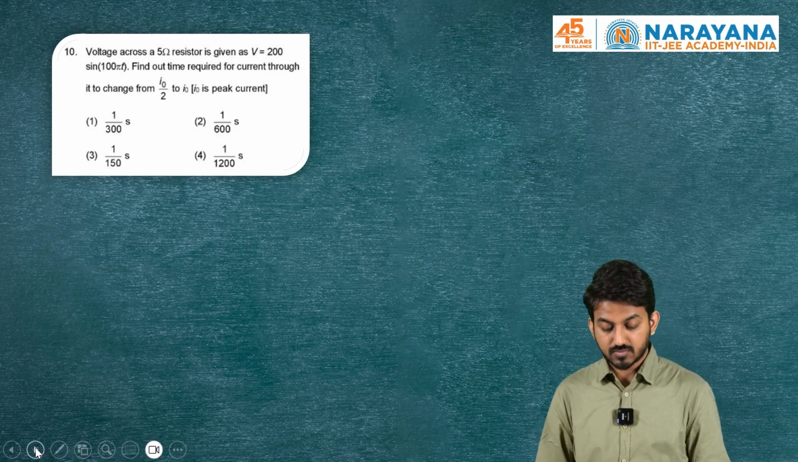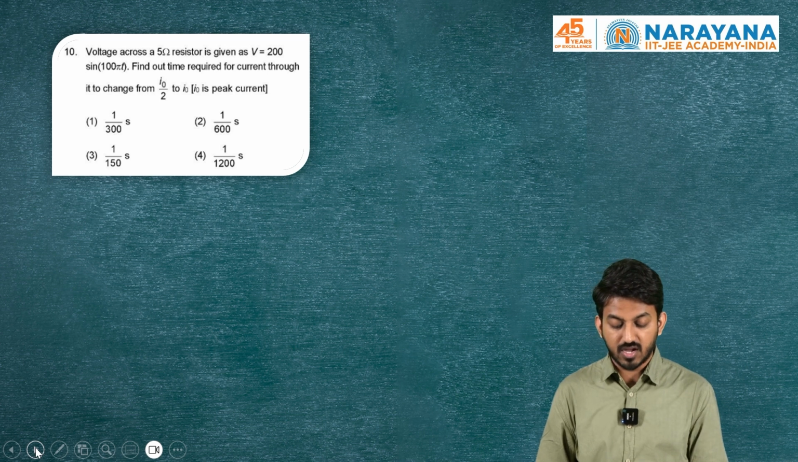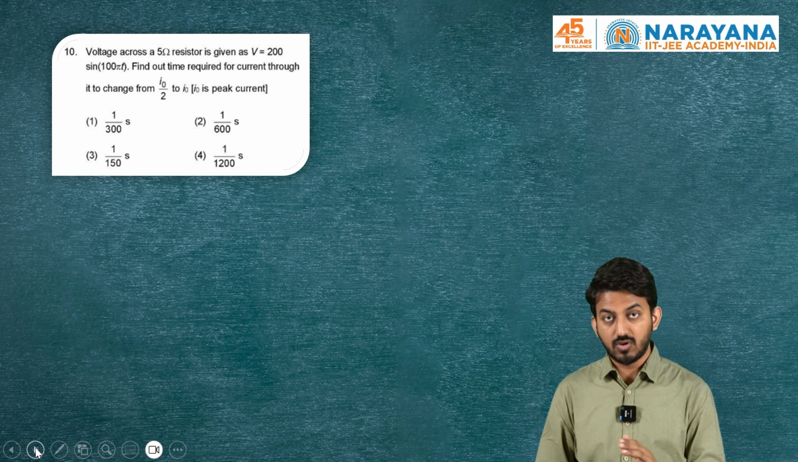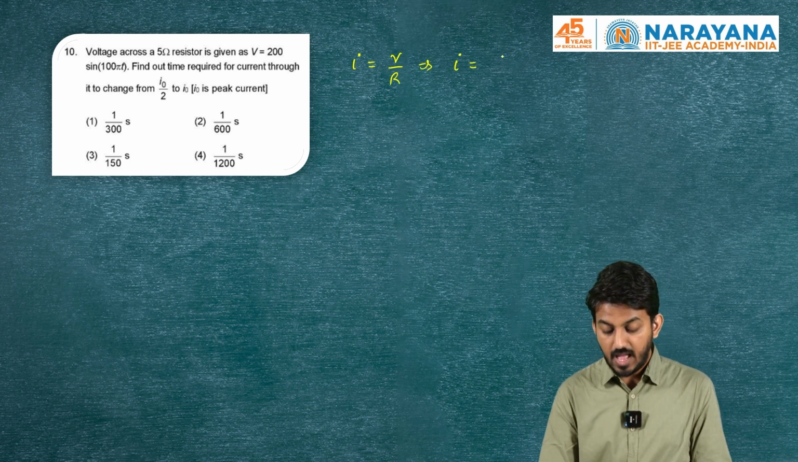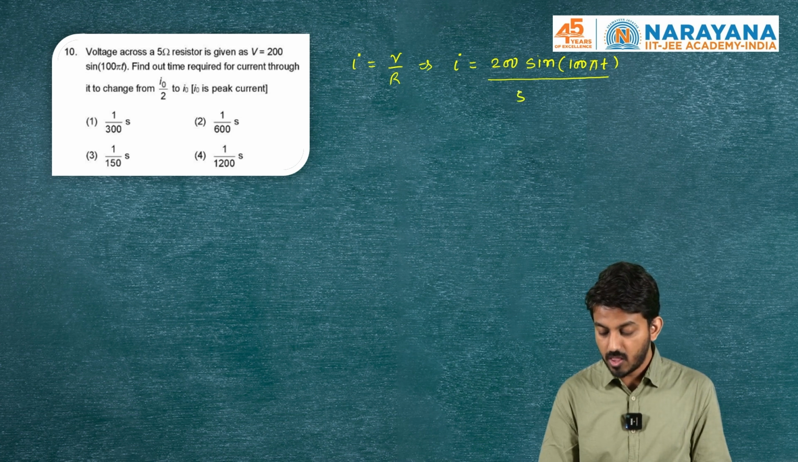Moving on, we have a voltage source. They're asking for the time required for current to go from I naught by 2 to the I naught value. Now writing the current value is V over R. Thus it gives us I is equal to 200 sine 100 pi t divided by 5 ohm. This is in volt.